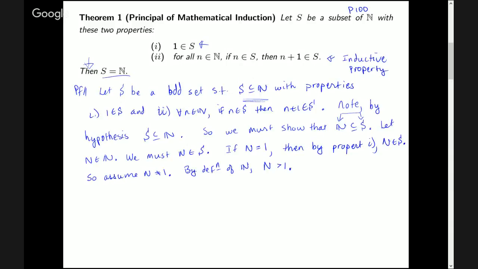Now, I can't apply my part 2 yet because I don't know if the integer smaller than N is in our set S. So I don't know anything about that. What we're going to do now is look at our set S. Do you guys know the well ordering property? Maybe I'd just come out and say it. You guys remember the well ordering property? For the natural numbers, if you have a subset of the natural numbers that is non-empty, you're going to have the smallest element in that set.